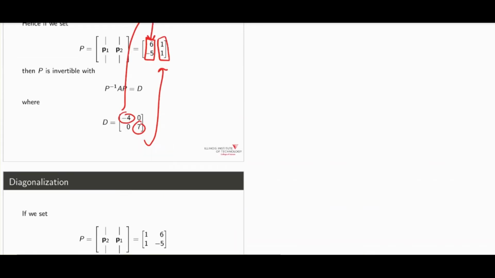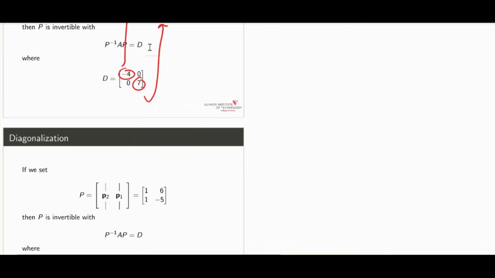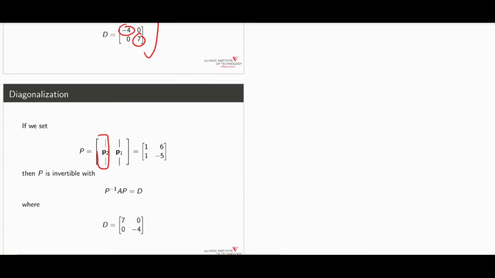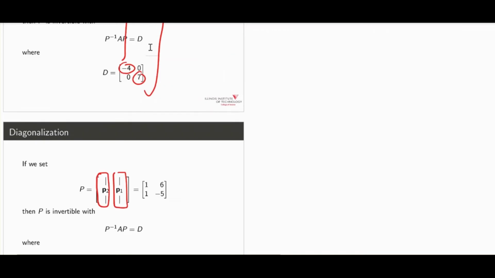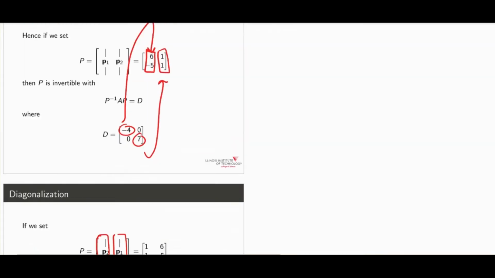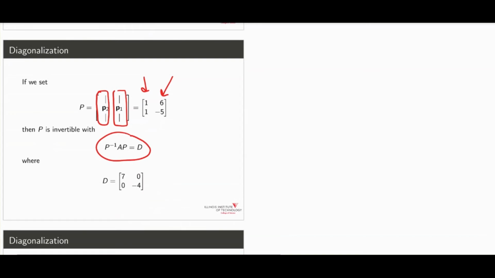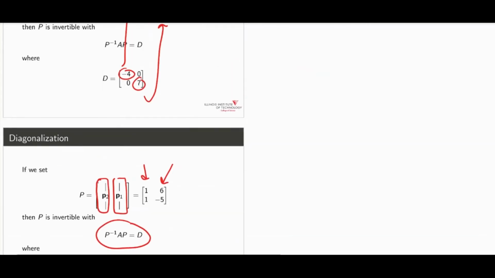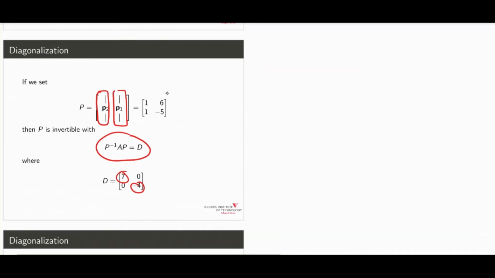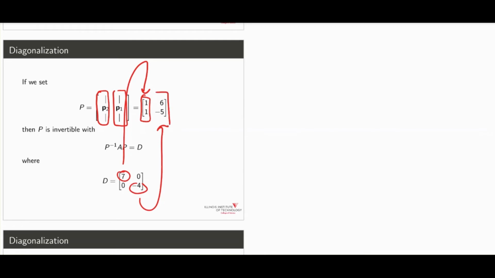Now, from the proof, from the construction, we actually know that if you set this differently, if you put P2 as your first column and P1 as your second column, look at this, P2 you put here first, and then this is P1. If you do it like that, P inverse AP will give you a D, but the D will be different. The diagonal matrix will be 7, -4 instead of -4, 7. The reason is we are supposed to get the eigenvalue corresponding to this eigenvector in this position.